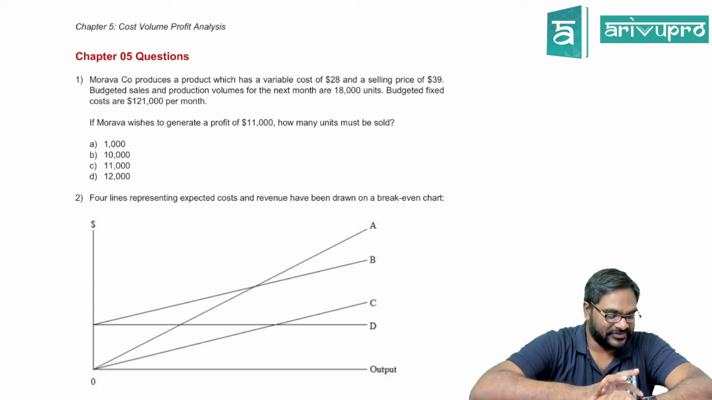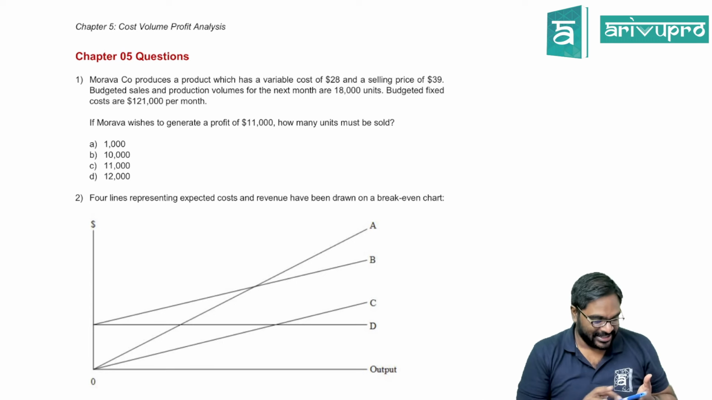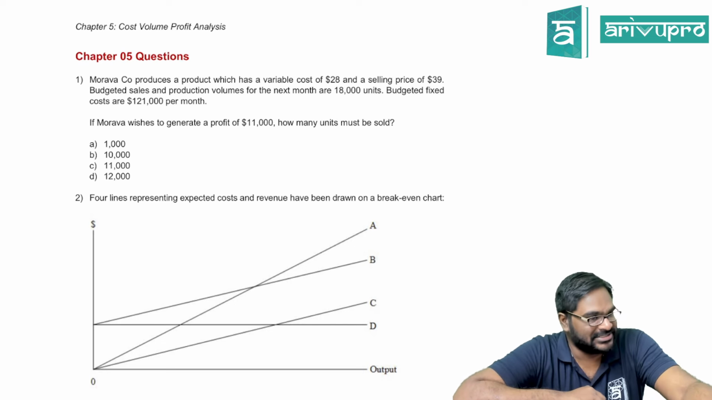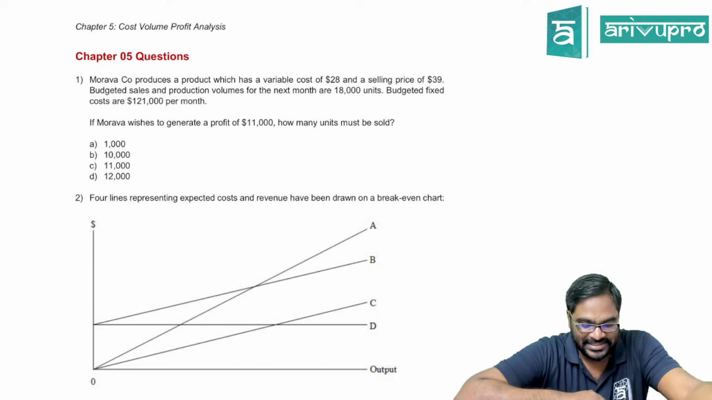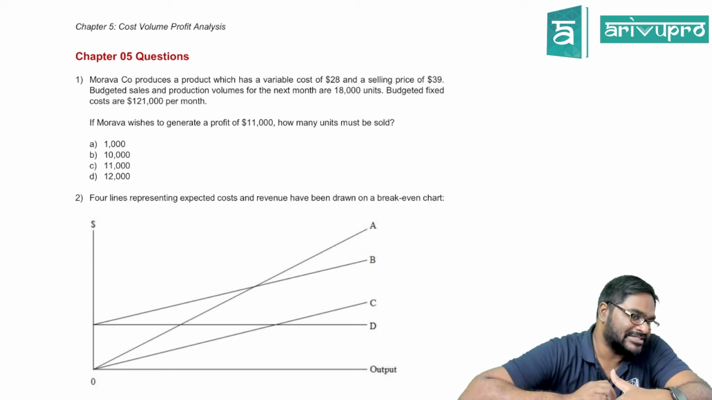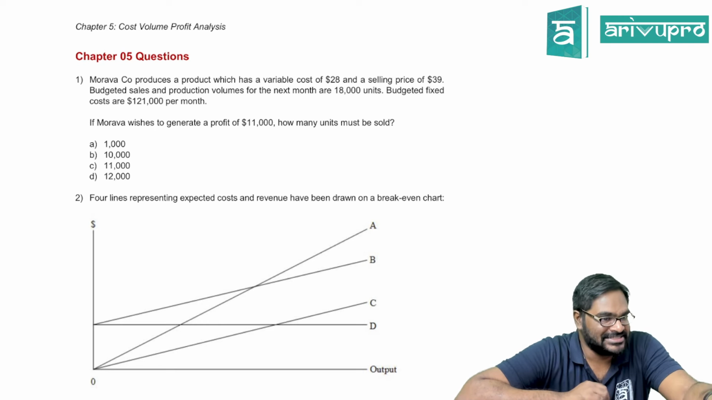So most of you got this answer correct. Can someone explain how the answer can be derived? Okay, great. So we have two options. Number one, we can go for the CS ratio. So get the CS ratio, then fixed cost 121,000 plus 11,000 target profit divided by CS ratio. Option number two, rather than going to CS ratio, just take the contribution per unit.